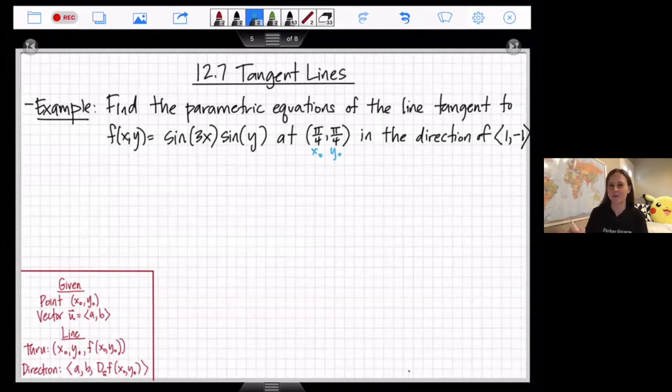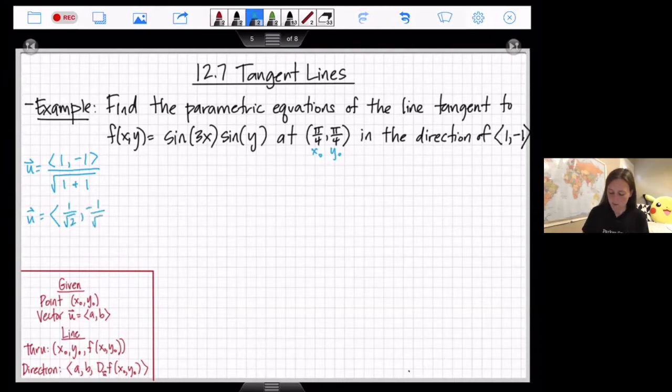So let's make that our first step: change our direction vector into a unit vector. So we're going to take 1 comma negative 1 and divide it by its own magnitude. And this one is not a nice one. We got 1 squared is 1, negative 1 squared is also 1. So we get square root of 2 on the bottom. We're going to have 1 over the square root of 2 comma negative 1 divided by the square root of 2. So there's our unit vector. So we have our point and our unit vector.